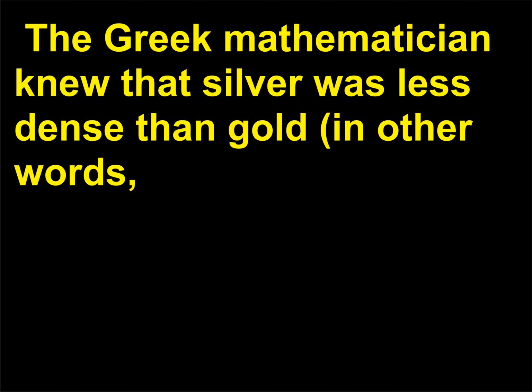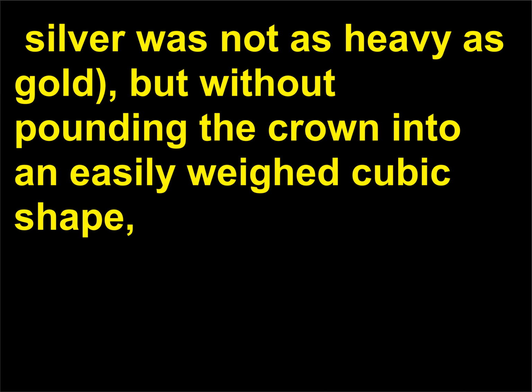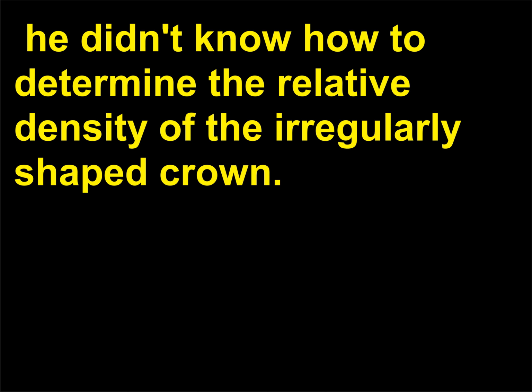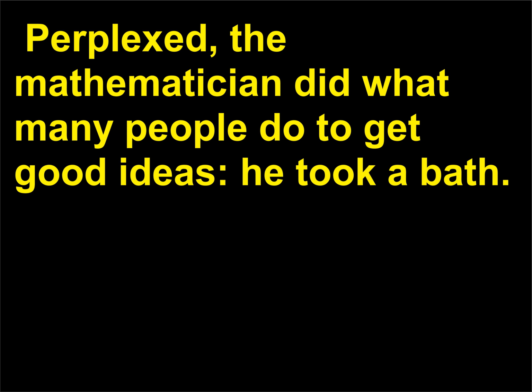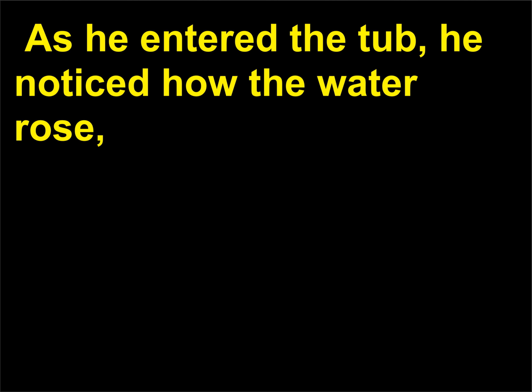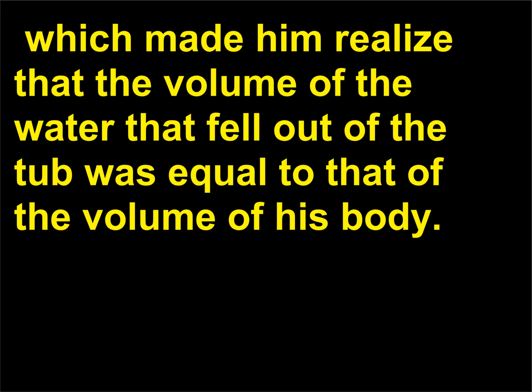The Greek mathematician knew that silver was less dense than gold, in other words, silver was not as heavy as gold, but without pounding the crown into an easily weighed cubic shape, he didn't know how to determine the relative density of the irregularly shaped crown. Perplexed, the mathematician did what many people do to get good ideas: he took a bath. As he entered the tub, he noticed how the water rose, which made him realize that the volume of the water that fell out of the tub was equal to the volume of his body.